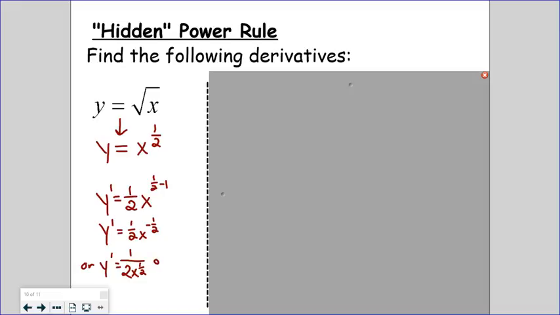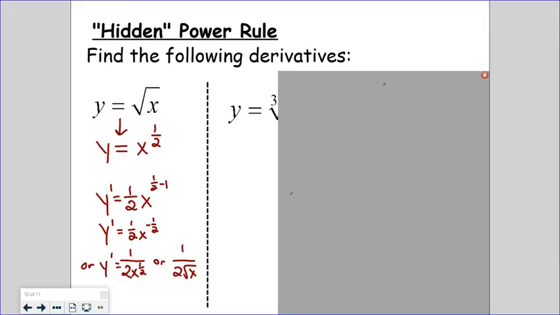Or instead of 1/2, I could again turn it back into a radical. All three of those are the exact same answer. Okay, but understanding how to rewrite things and picking out the same answers. Questions on that? Okay, similar, let's try this one.